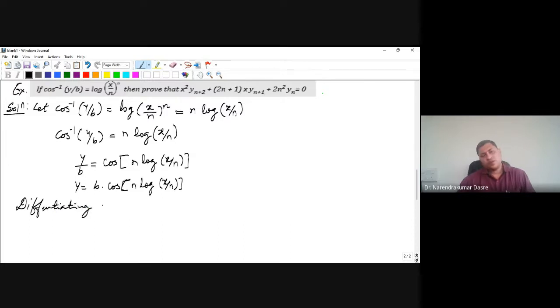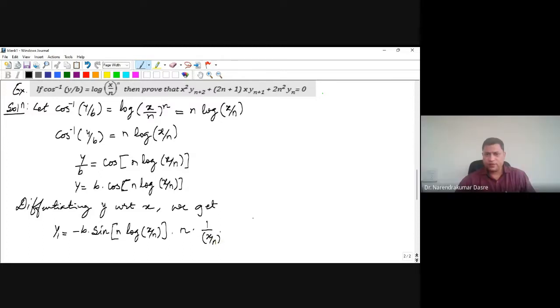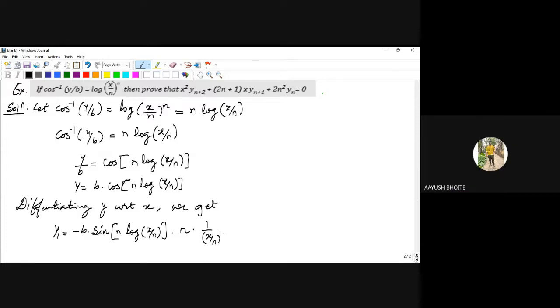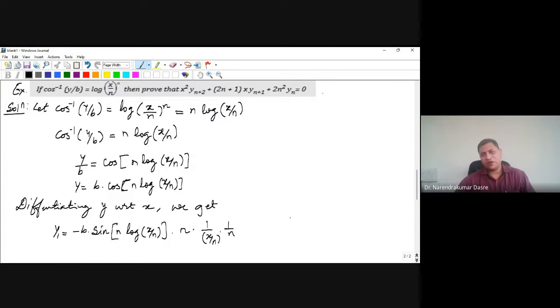Differentiating y with respect to x we get y1 equal to minus b sine of n log of x by n. This b remains as it is, the derivative of cos becomes minus sine, and this n remains as it is. Then the derivative of log of x by n is n by x into 1 by n. Is that okay?